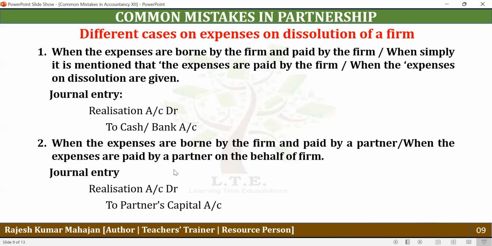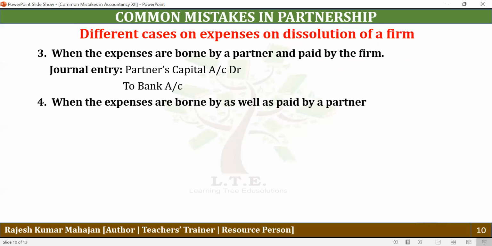Now, second case: when the expenses are borne by the firm and paid by a partner, or when the expenses are paid by a partner on behalf of the firm. In that case, the firm is basically bearing the expense, so the realization account will be debited, and if a particular partner is paying or has agreed to pay the expense, then his capital account will be credited.